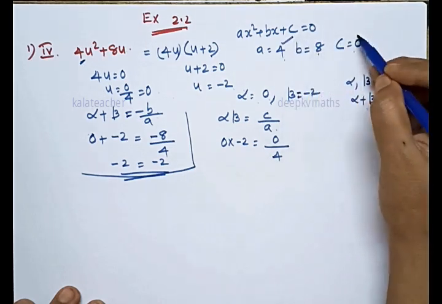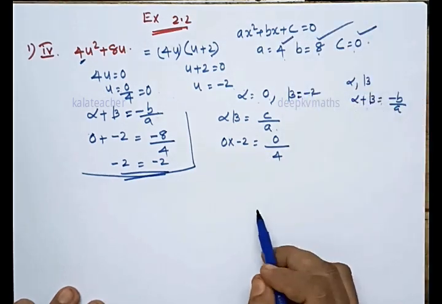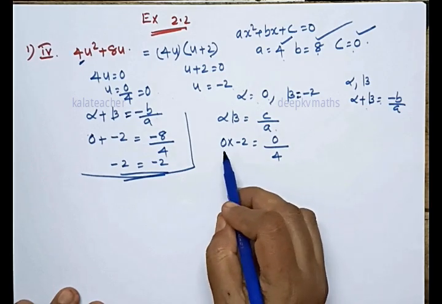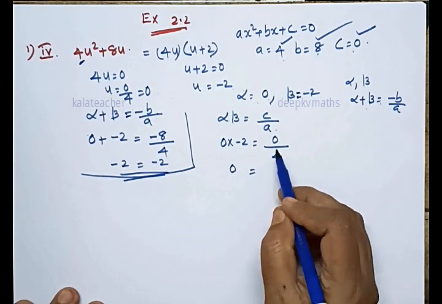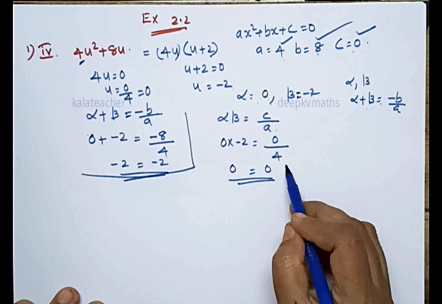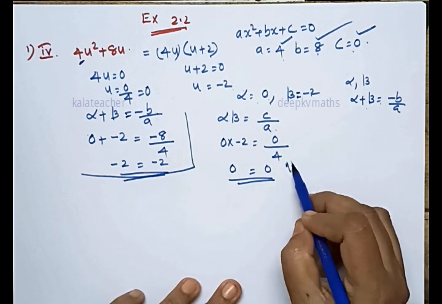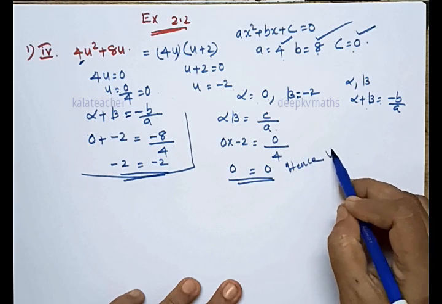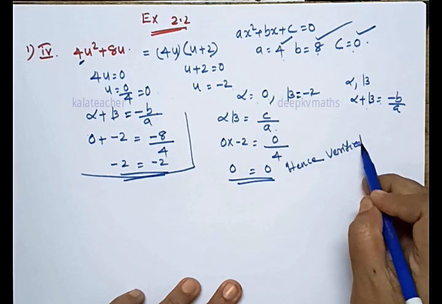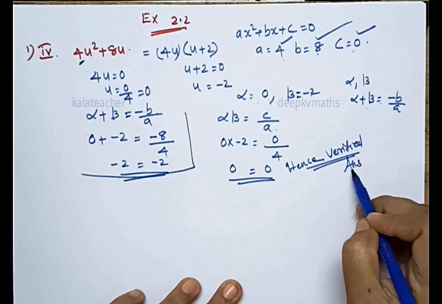Here, in ax² + bx + c, c is 0, a is 4, so 0 by 4. 0 into minus 2 is 0, and 0 by 4 is 0. So alpha beta equals c by a, hence verified. Which is the answer.